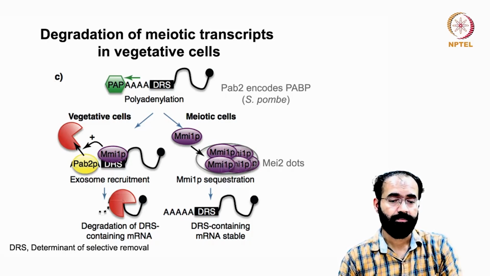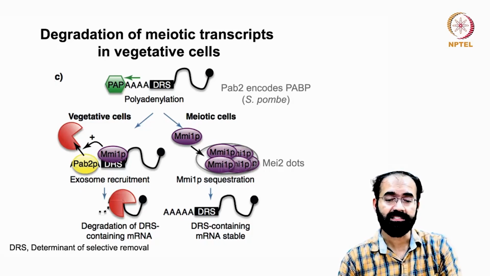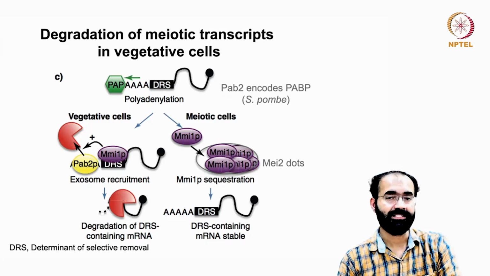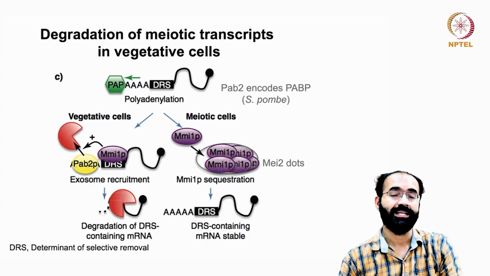Because of this removal, some small amount can still bind. If it is a small amount, it can bind and cause the degradation. But in meiotic cells, these MEI2 dots will sequester the MMI1P proteins, and they are not available for binding, because such dots are not formed in the vegetative cells. So MMI1P proteins are sequestered and they are not available for binding onto DRS as they were available in the case of vegetative cells. But we should understand that if MMI1P is present in small quantity, even in a meiotic cell, it can bind and do the same job of degrading. But the credit goes to these MEI2 dots, where the MMI1P is sequestered like a sponge. They are no more available.